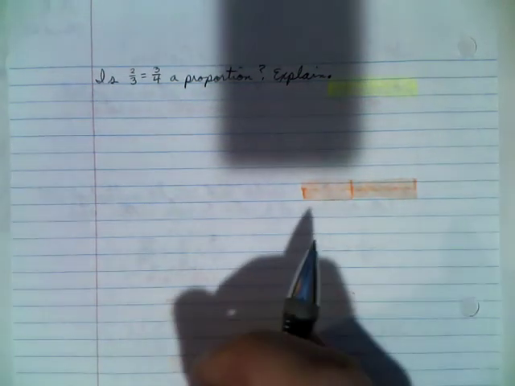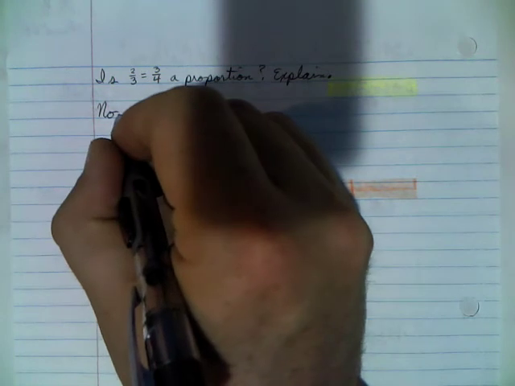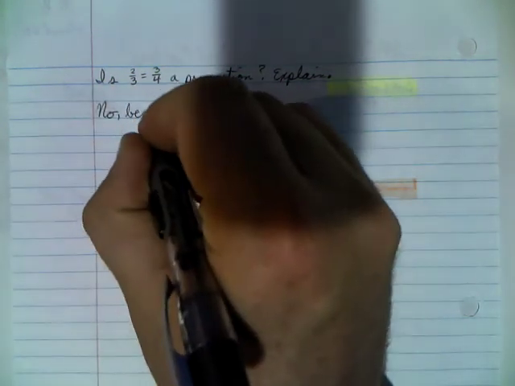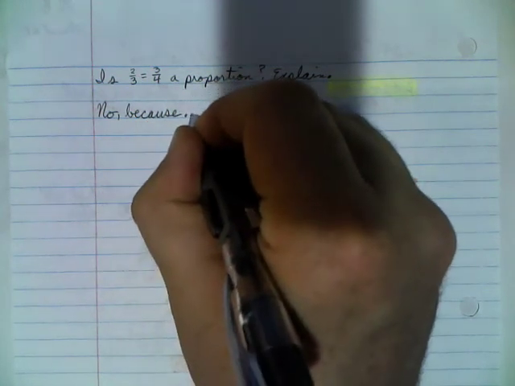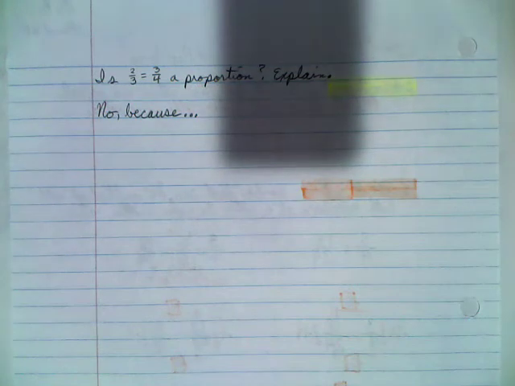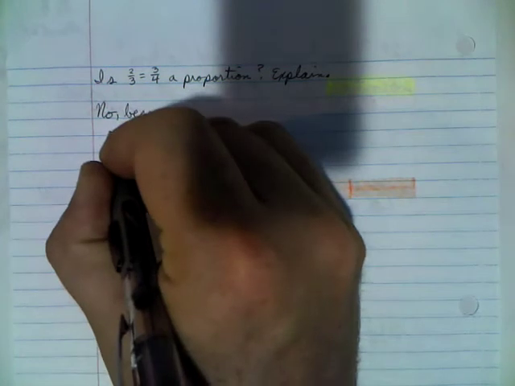All right, let's see how we did. There can be many different answers here, and it is possible that you might have come up with a reason that I'm not going to list here, but I'm going to list several. So, no, it's not a proportion, because... and I'm going to put an ellipsis, which is to say because, and then it kind of trails off and allows us to pick up somewhere else.